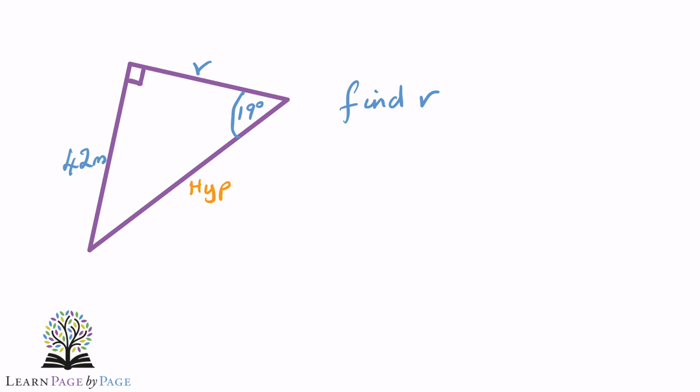Some people just do H. You do whatever you're comfortable with. Then we've got the side which is next to the angle. This one here, that's our adjacent, ADJ, and this one here, that is the side that's opposite, remember, the angle, so OPP. Then write down SOHCAHTOA. Decide which one you'd like to use.